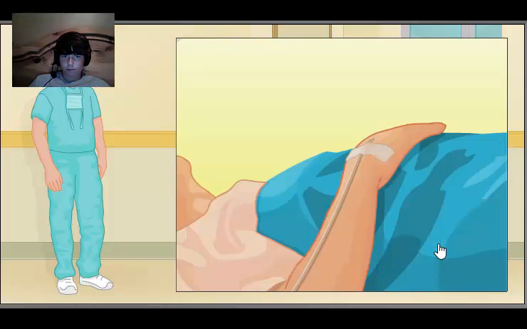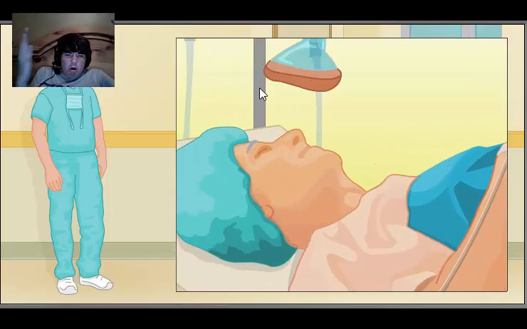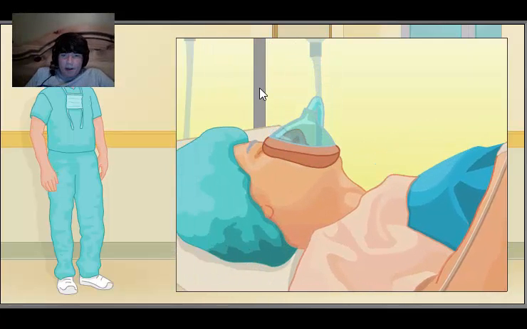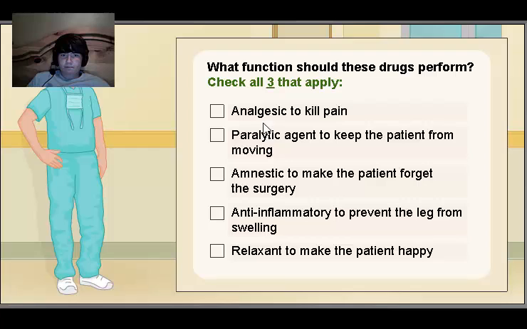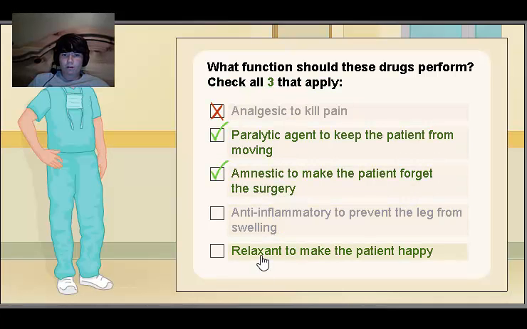The anesthesiologist administers drugs through the IV and through a mask over the patient's face. What function should these drugs perform? Okay, this is more of a quiz. I thought I get to do something. I don't care. Great. Thank you.